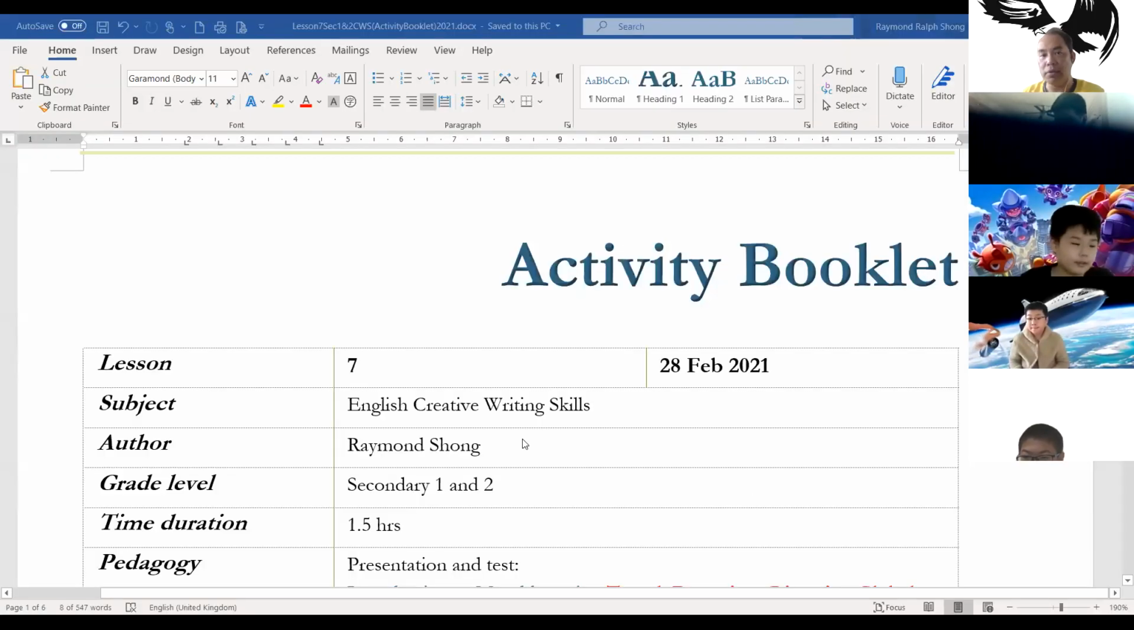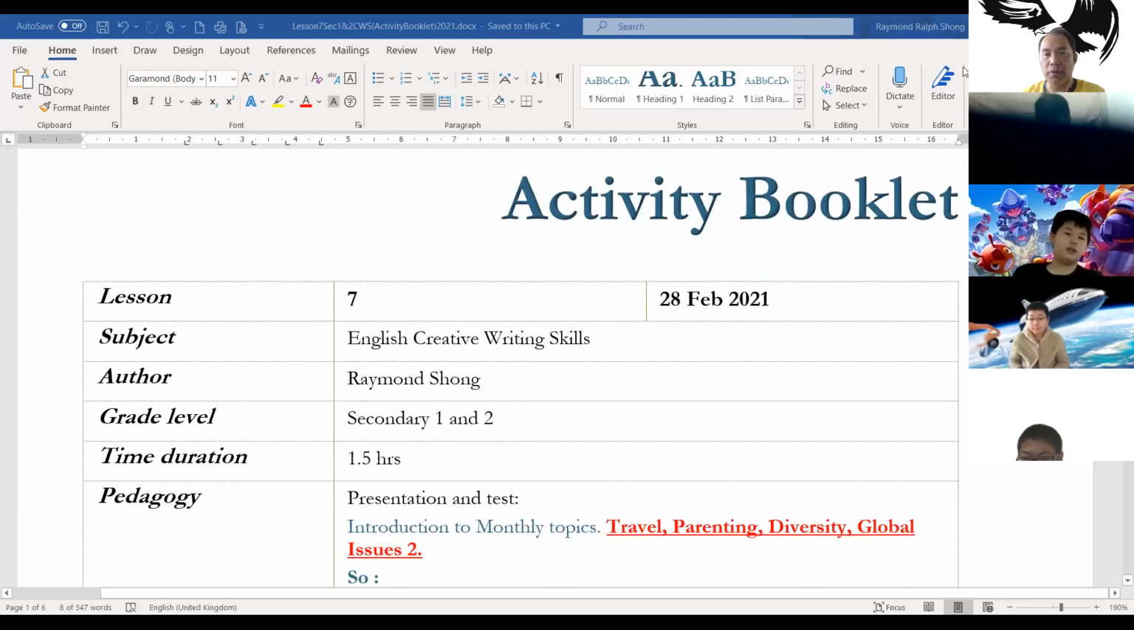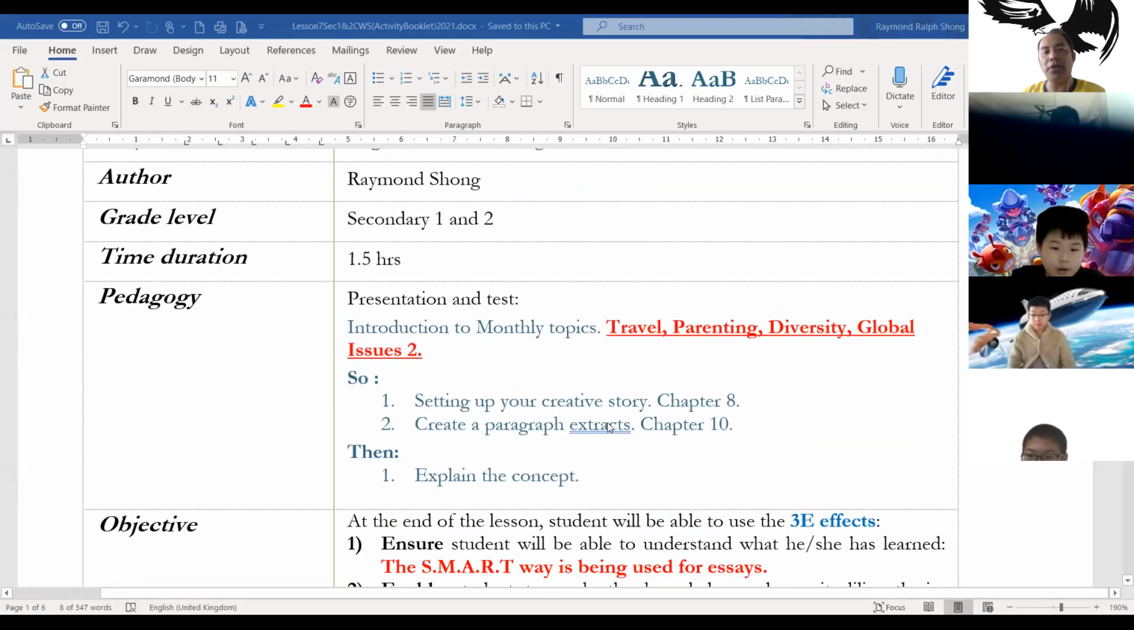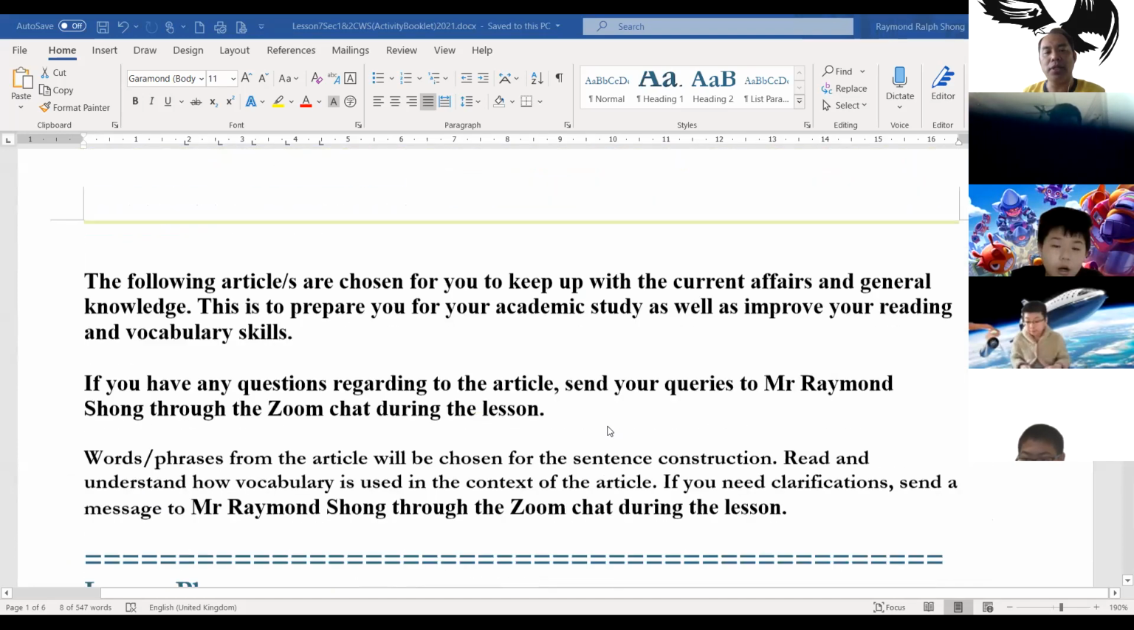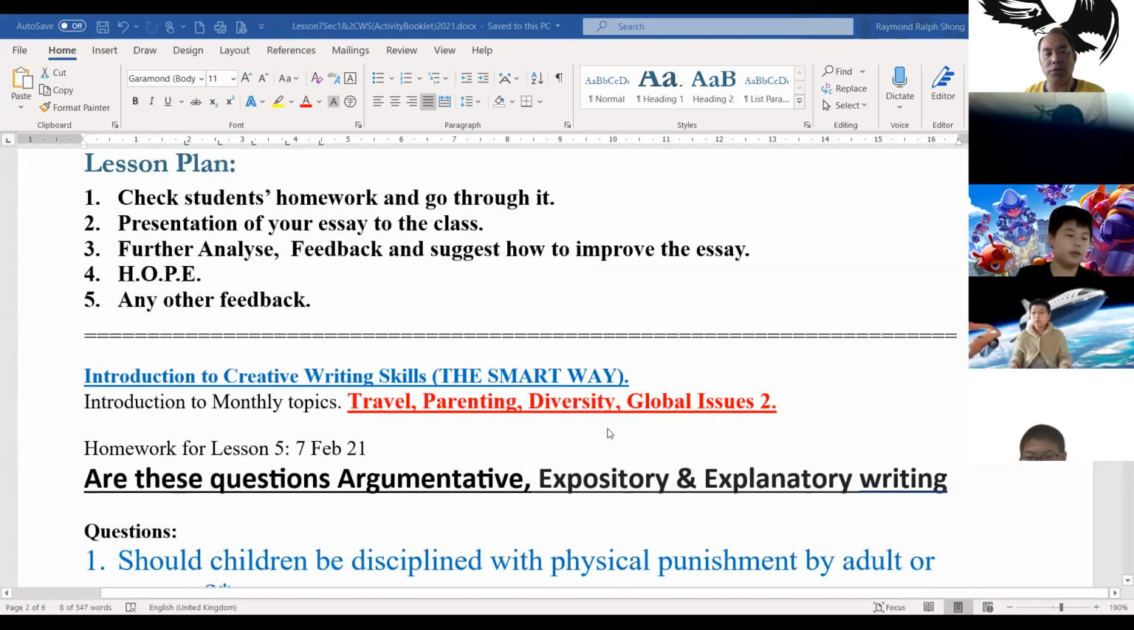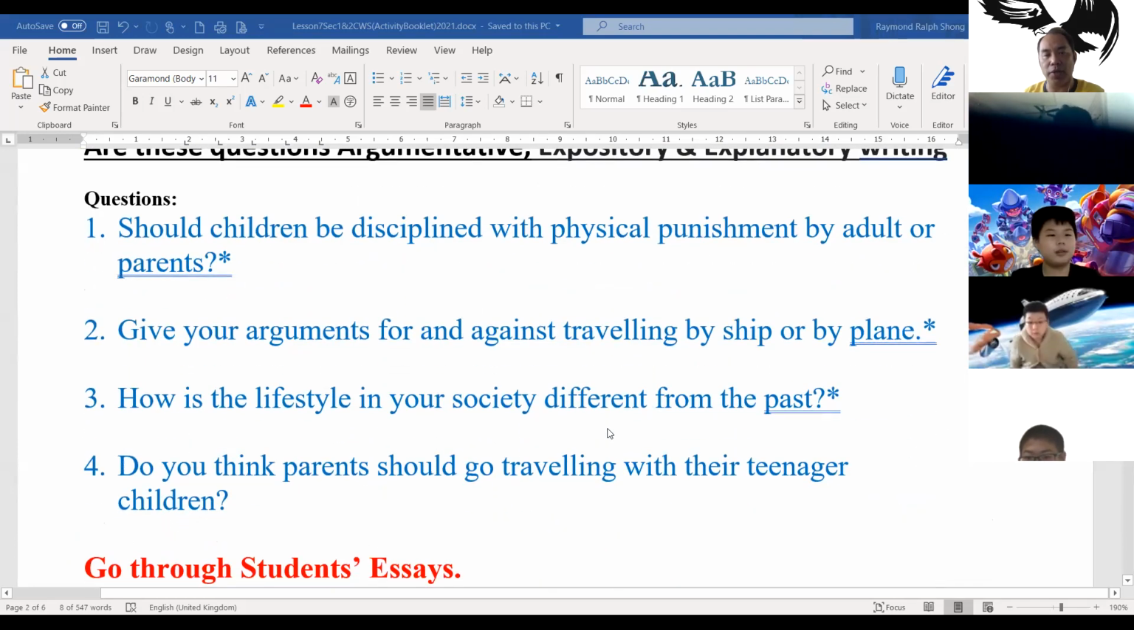Okay, here we are. Is it sharing now? Thank you. If anyone wants to check with me, just let me know. Today's lesson is actually setting out your creative story and then how you create the paragraph. I think more or less we've done it. So these are the 4 questions that we're going to go through for the homework. These are the 4 essays that we're going to go through.